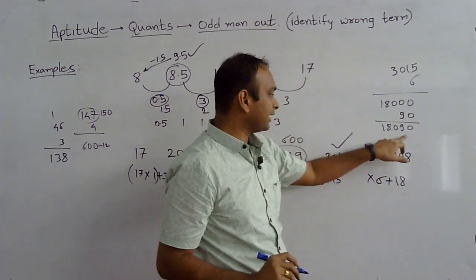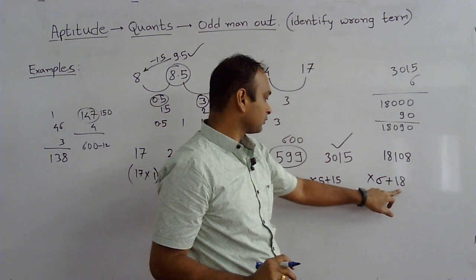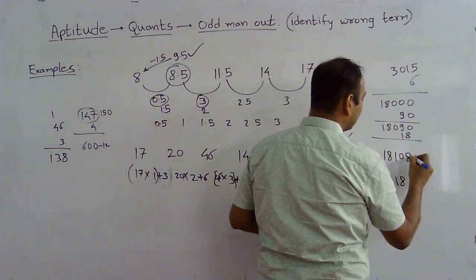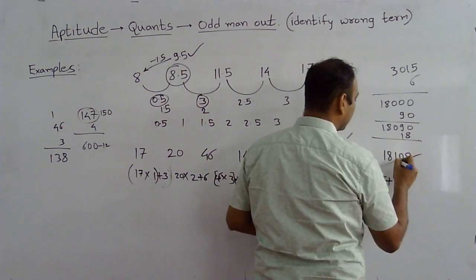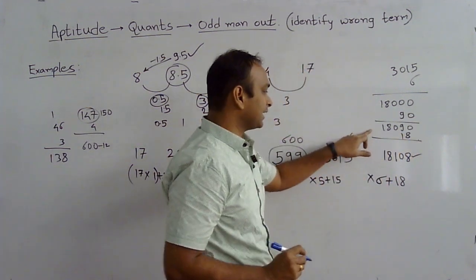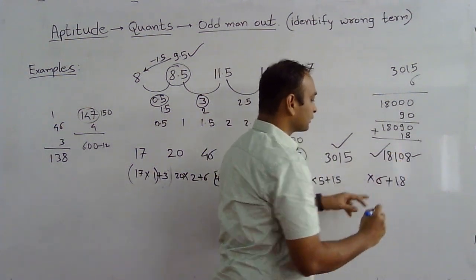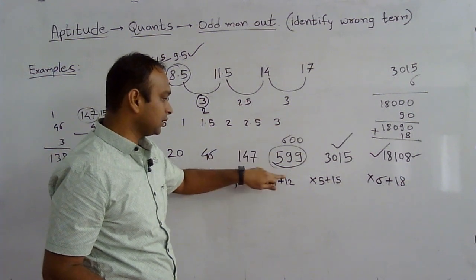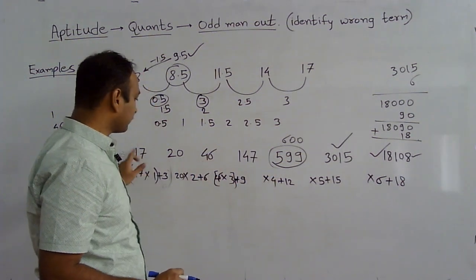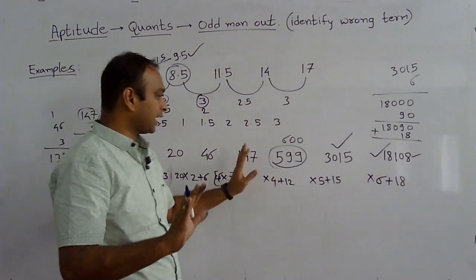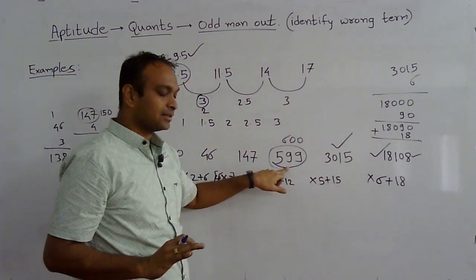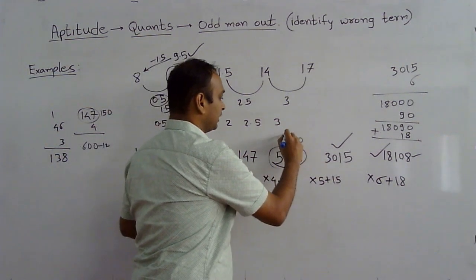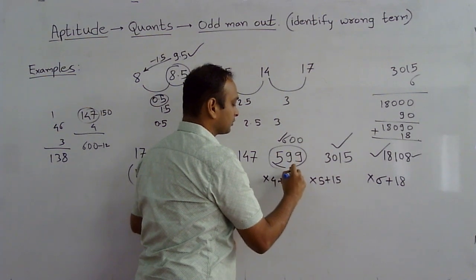So 18090 plus 18 we need to make. So let's add 18 to it, and that gives 18108. So exactly after adding this, we are getting this number. So this is perfect. Instead of 599, here 600 should be the number. This is perfect, everything. So this is how we have the perfect logic, and this is the odd man out, the odd term. 600 should be the term, and this is our answer.